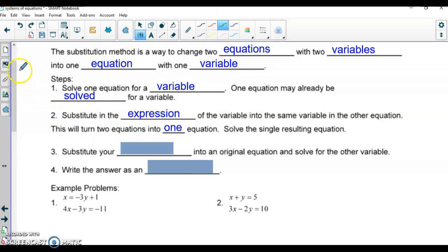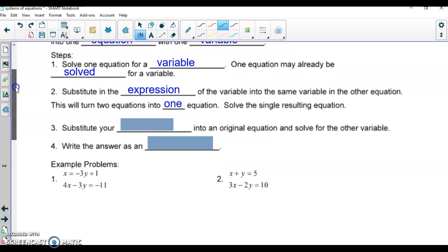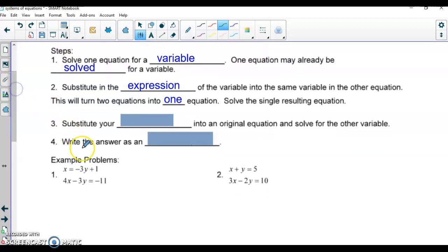X equals negative 3y plus 1. 4x minus 3y equals negative 11. So when I look at my top equation, it's already solved for x. So I do have x equals. So we already have one equation solved for the variable. So we're going to take what x is equal to, negative 3y plus 1, and we are going to substitute it into the second equation in place of x. So we will substitute it in.